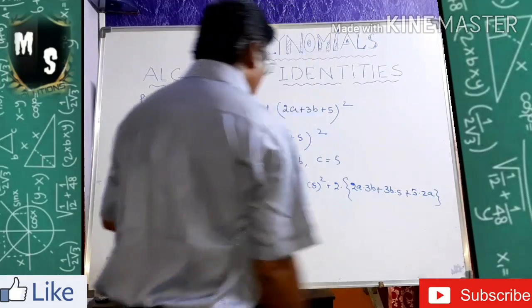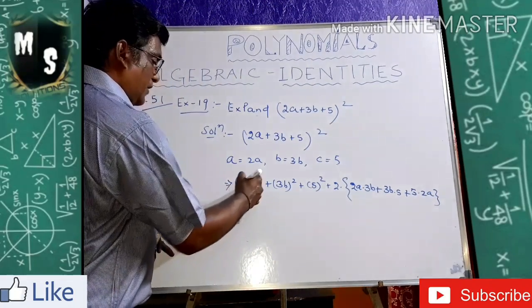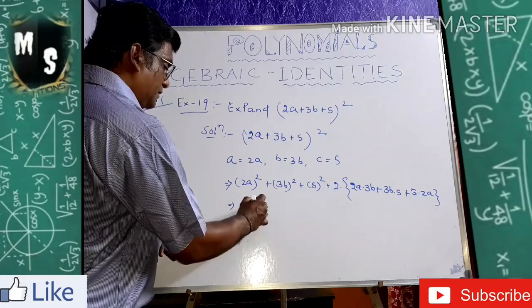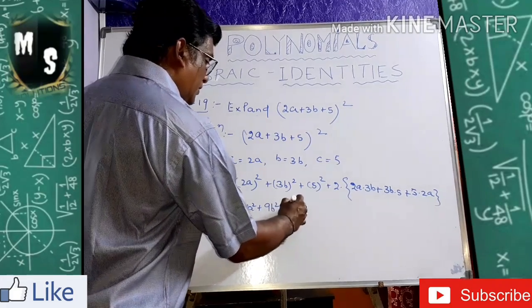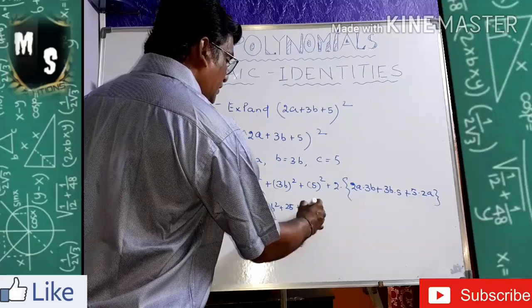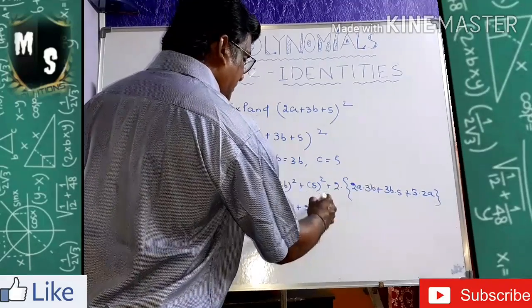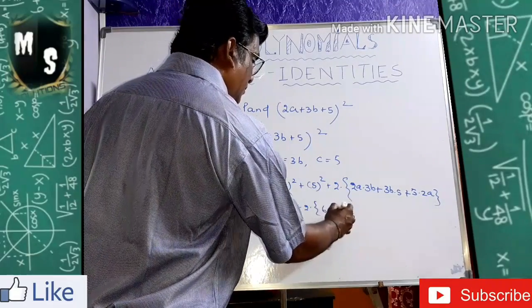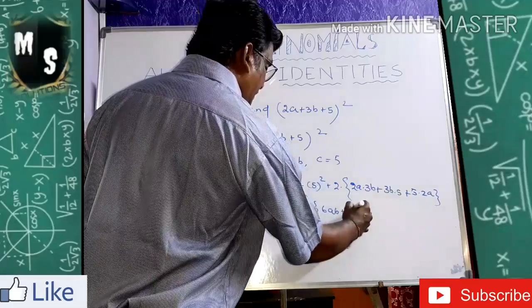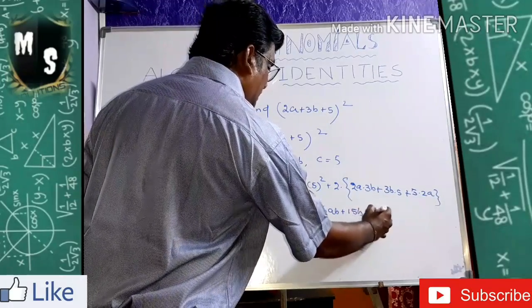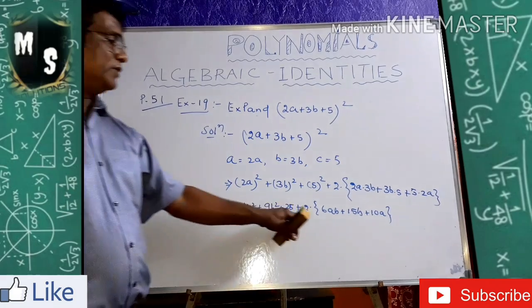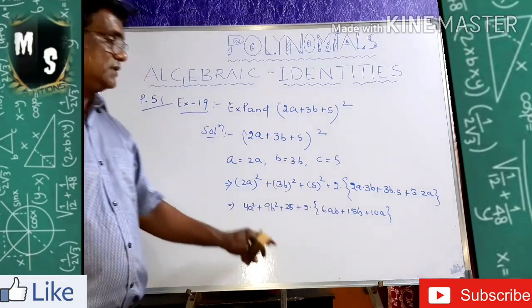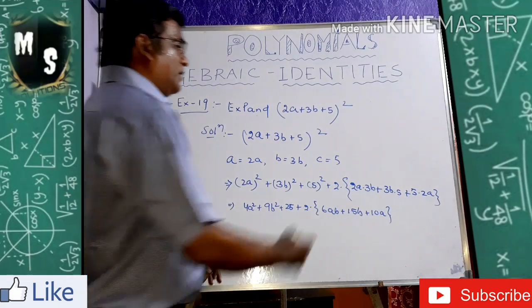Okay. So now what is it? 2 square is 4, 4a square plus 9b square plus 25 plus 2 into 6ab, 6ab, plus 5 times 3 is 15b, plus 5 times 2 is 10a. This is the answer. You can multiply the 2 also inside, no problem, but this is the answer. It is under the formula, you have to write here.